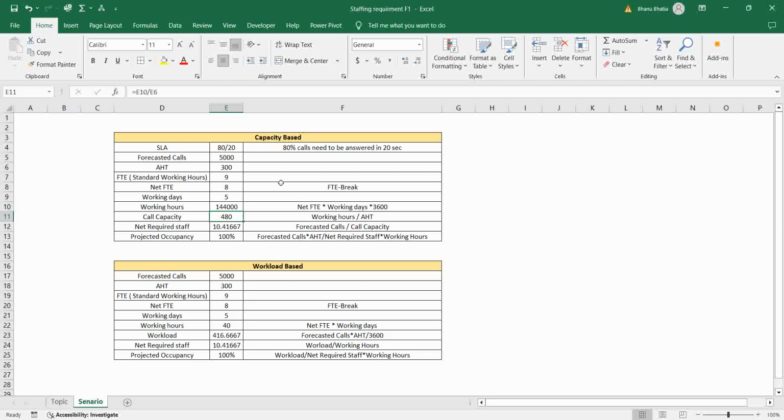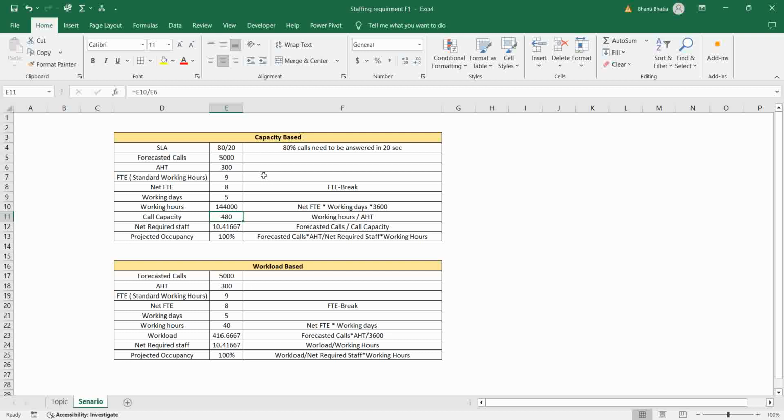And for call capacity, I have divided my working hours with AHT because working hours is what? Working hours is this many hours, the hours that TMs are giving me in a week. And AHT is the time that an agent will take to handle the call. So for call capacity, I'm dividing my working hours with my AHT. So here it comes 480.